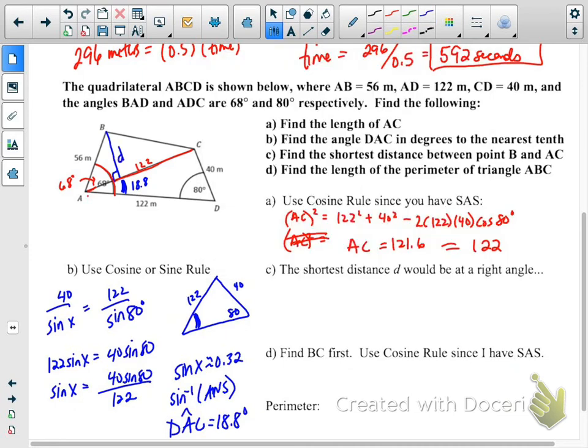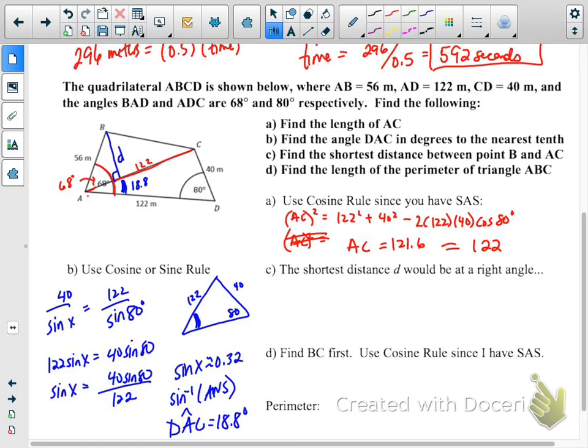Okay, now the shortest distance, like I said, is at a right angle. I'm looking for that value right there. I've got a right triangle right here. See this triangle right here? I know this hypotenuse. If only I knew this angle, well, we know what? I do, because I know this much is 18.8. I can subtract to find that top part.